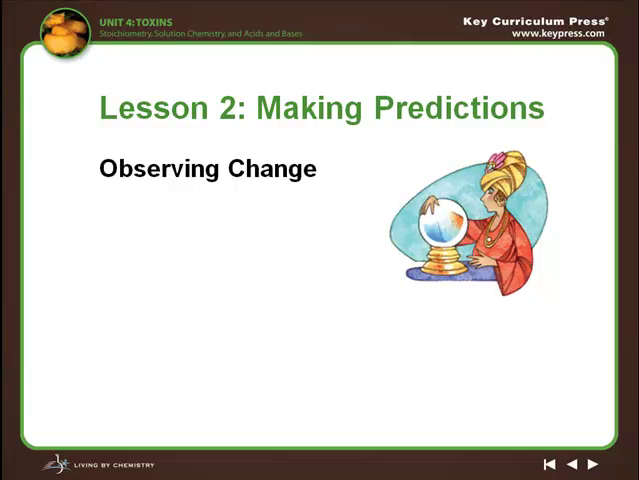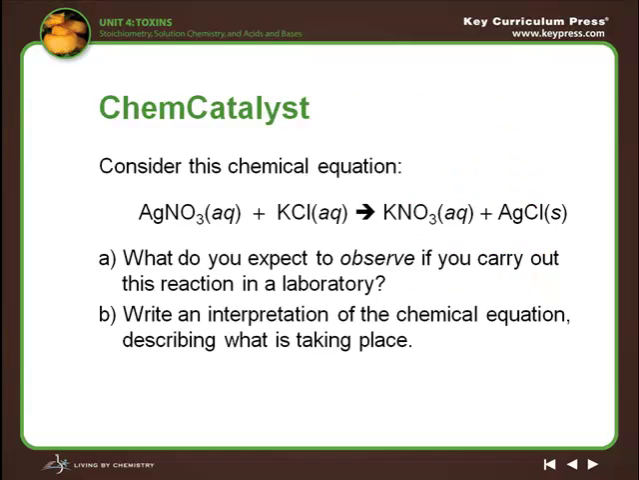So now that we know about physical and chemical changes, we're going to make some predictions by observing some changes. Let's consider this chemical equation here. I would like you to do letter A right up here. Letter A, write your answer down. Do not do B. Do not write an interpretation of the chemical equation. You don't want to describe what's taking place. Tell me why you do A. Ready, set, go.